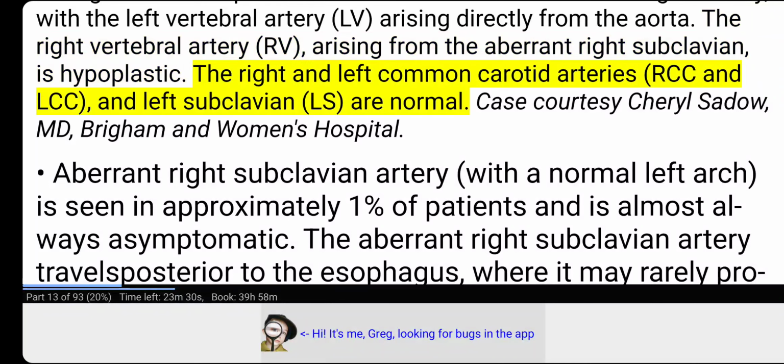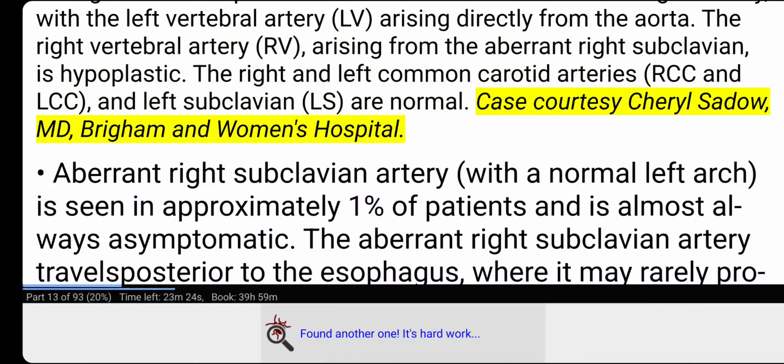The right and left common carotid arteries, RCC and LCC, and left subclavian, LS, are normal. Case courtesy Cheryl Sado, MD, Brigham and Women's Hospital.